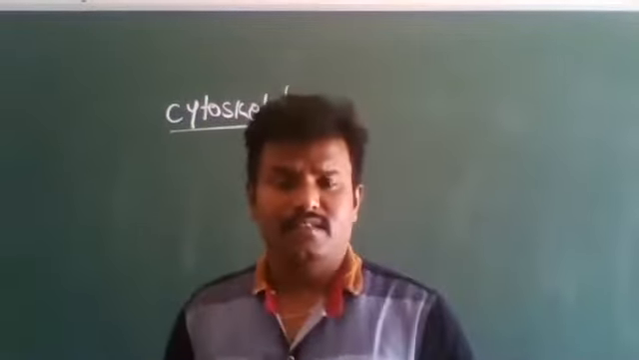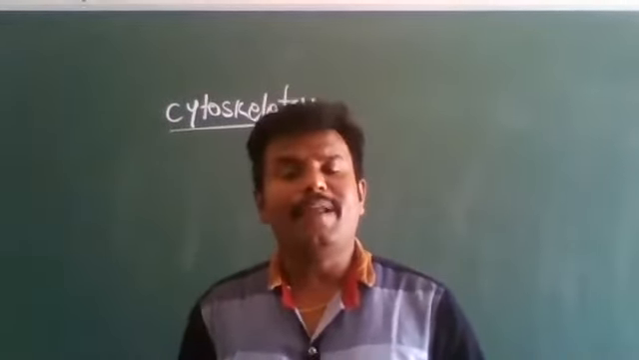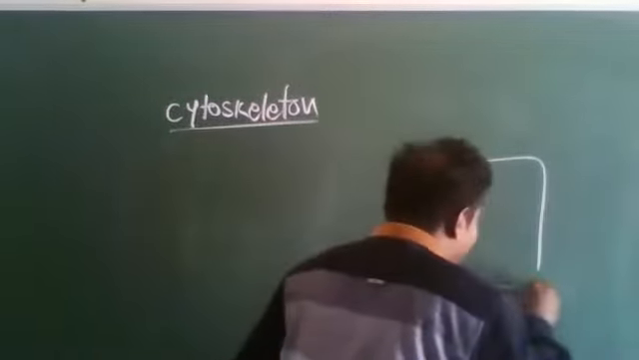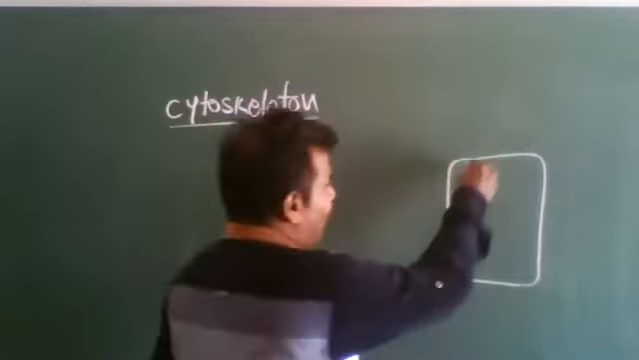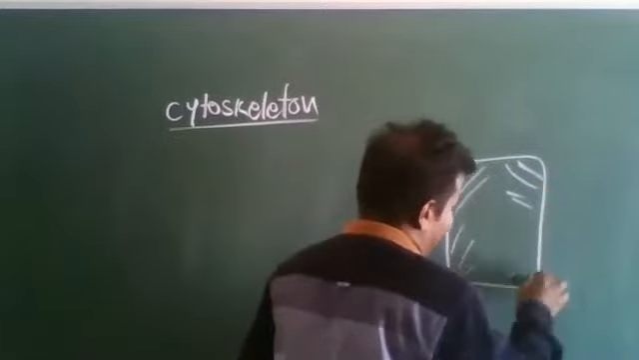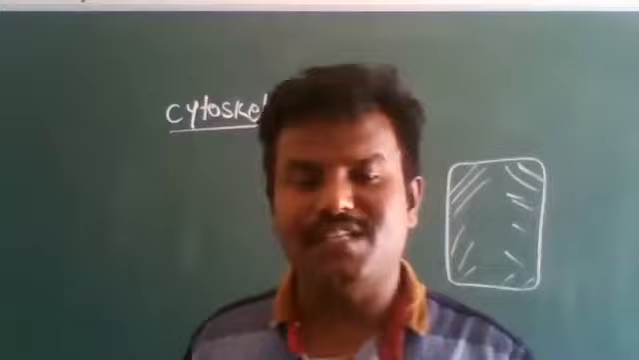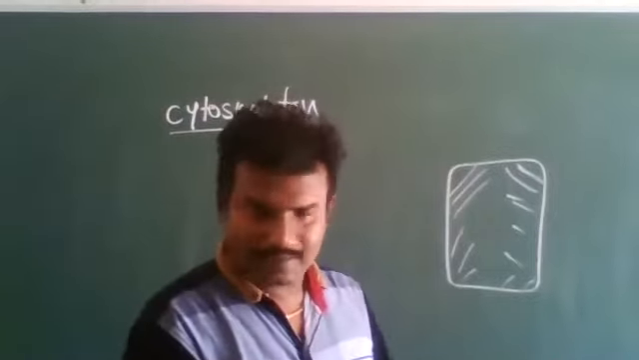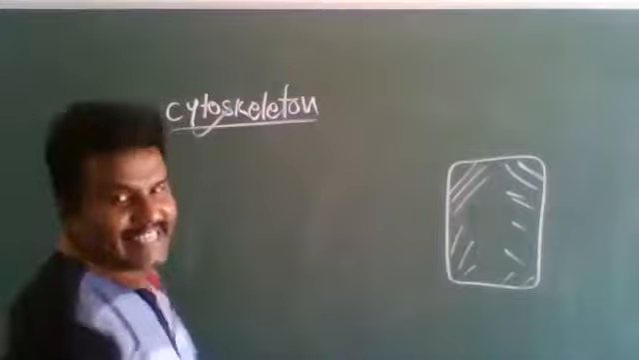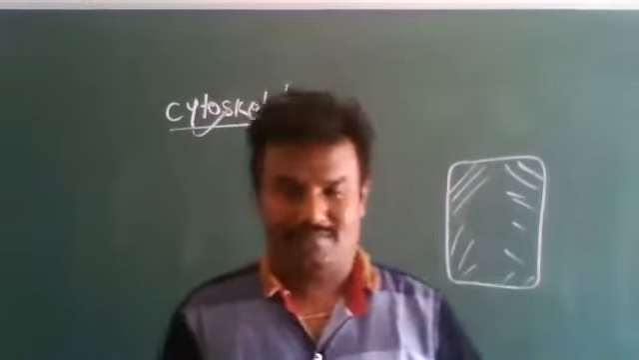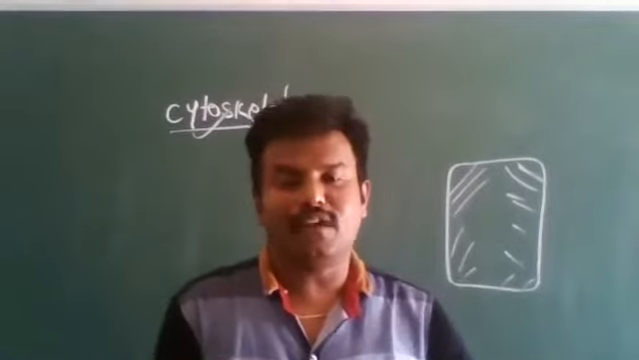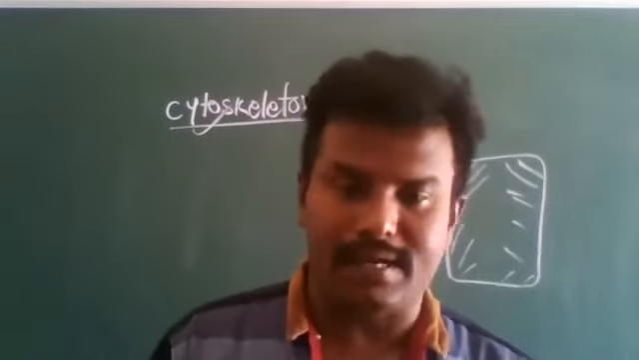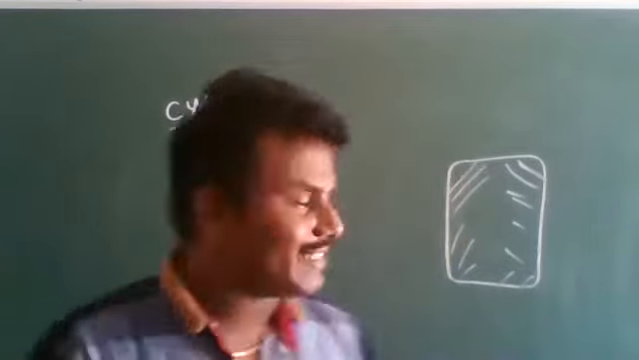Cytoskeleton. It is an elaborate network of filamentous proteinaceous structures scattered in the cytoplasm of the eukaryotic cell. These are all collectively called cytoskeleton.